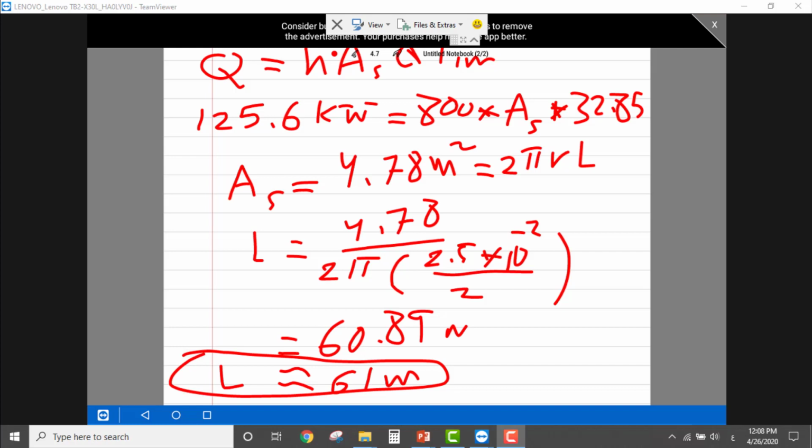But inside the heat exchanger, it will not be installed like this, 61 meters in a straight position. It will be a loop. Okay, it will be a looped tube. And in the next chapter we will learn how the heat exchanger is designed.